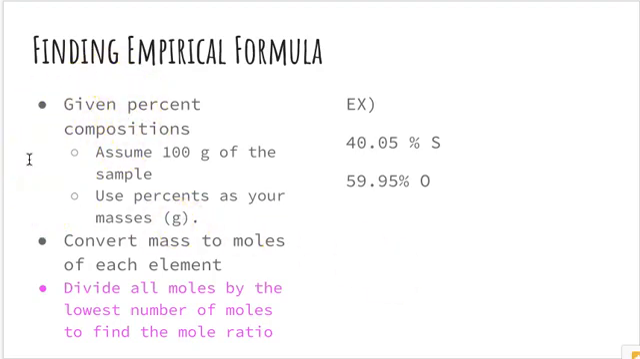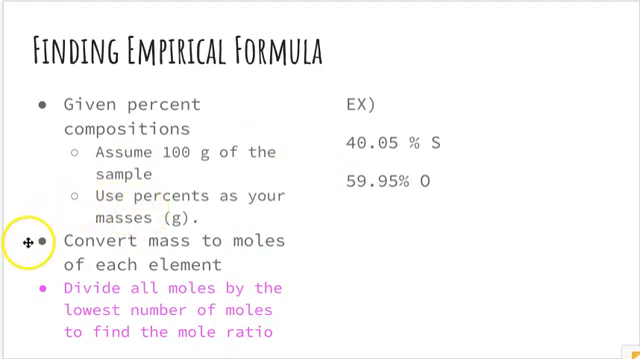These are the steps that we're going to use in this example. So either you're going to have to calculate a percent, or I'm going to give you a percent for each element in your formula. Once you have that percent, you then assume that your sample is 100 grams. So by doing that, we can just take our percentage and turn that into grams. So for example, if you have 40.05% sulfur, and our sample is 100 grams, that means we would have 40.05 grams of sulfur. Same with oxygen, okay? So we assume 100 grams, therefore our percents become our number of grams.